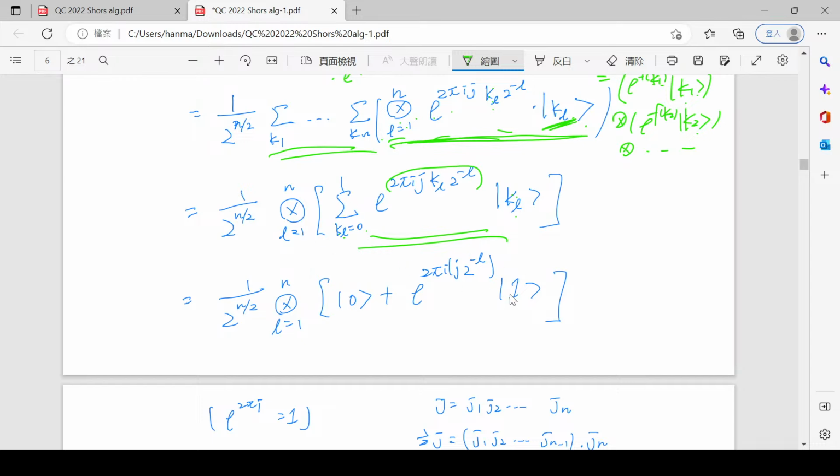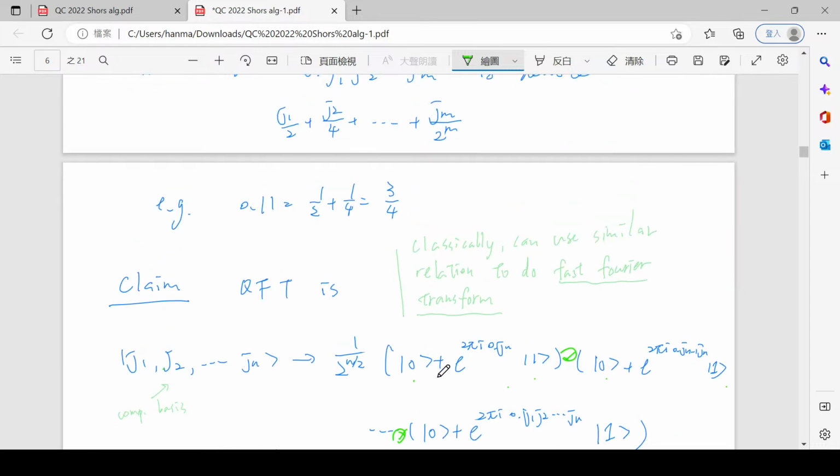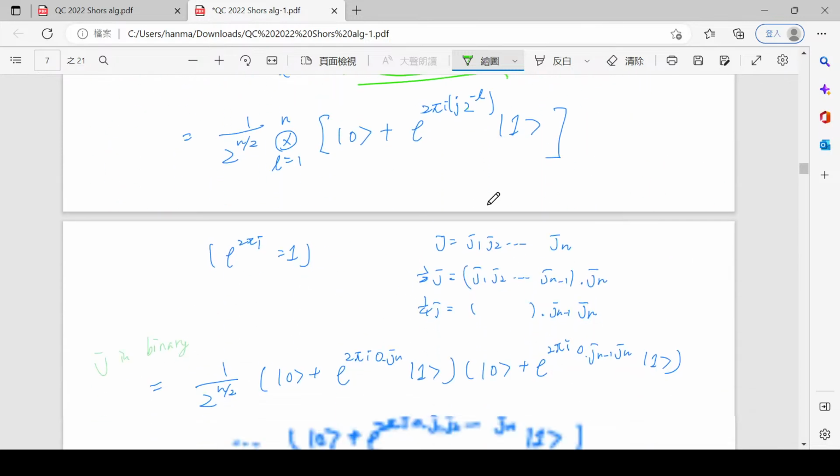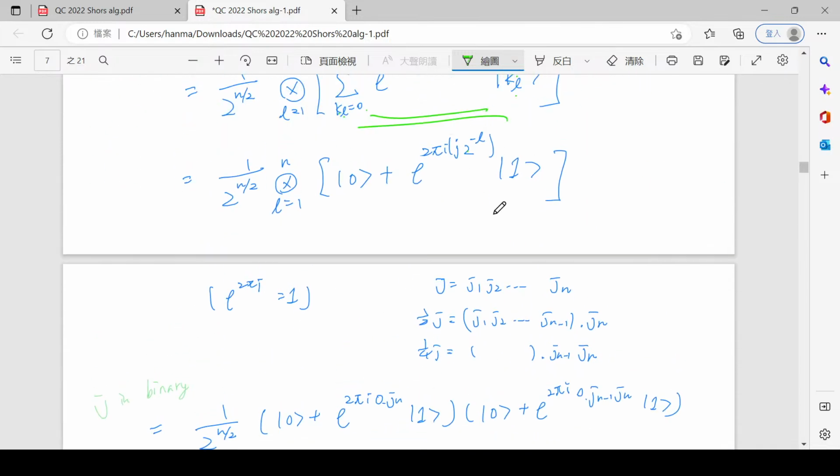And when k equals 1, then you have this 2 pi i j, and 1 is just 1, and so you have 2 pi i j times 2 to the minus l. Okay. And this is basically the thing we have up here, and we just need to write it down. So what's this j times 2 to the minus l?